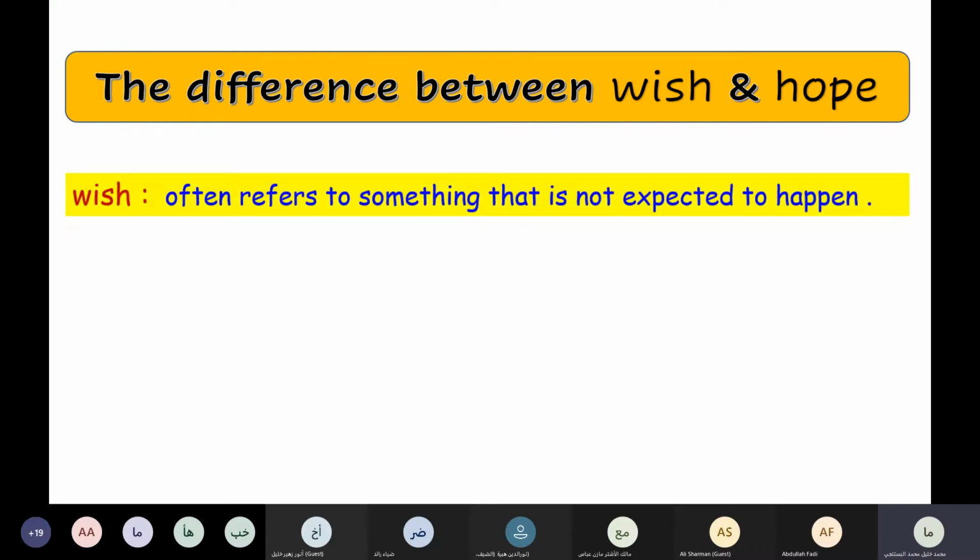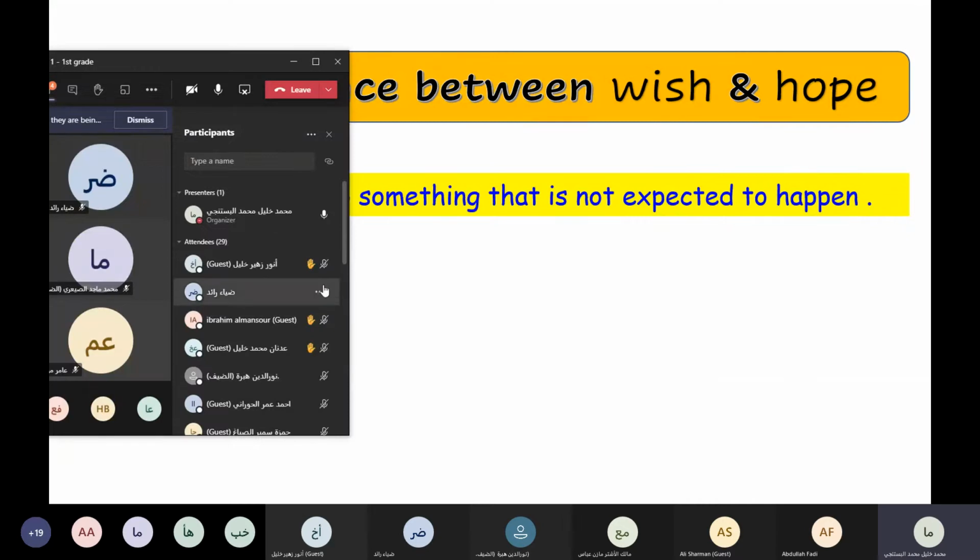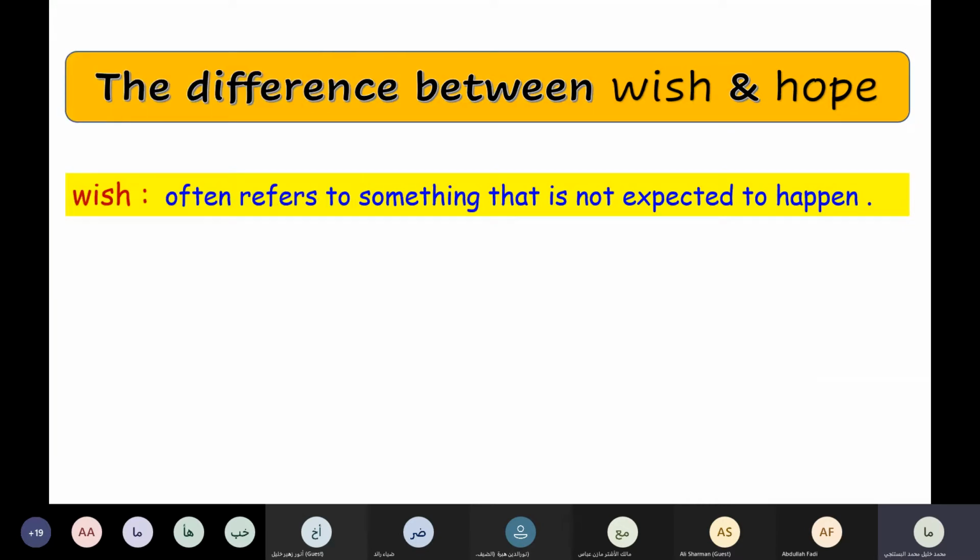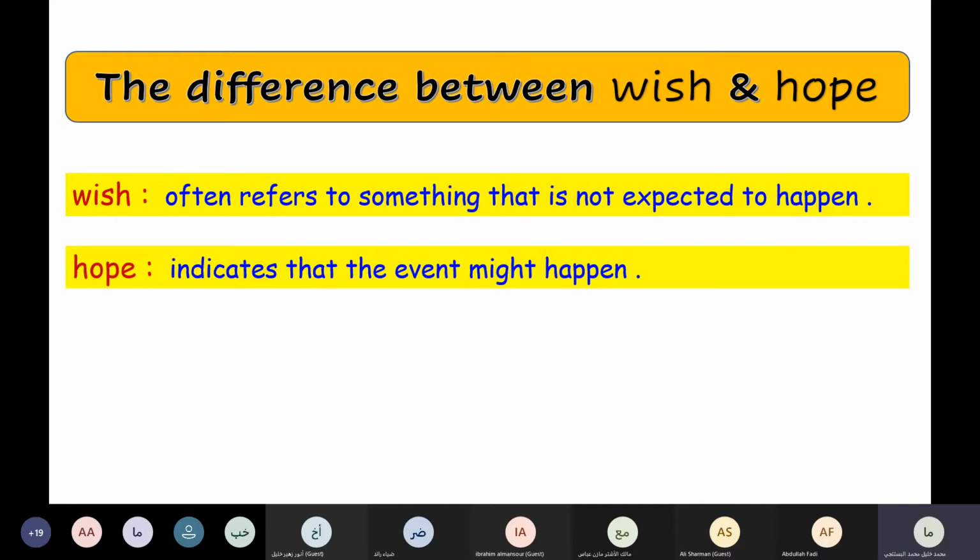Look at the definitions. Who can read the definition of wish? Wish often refers to something that is not expected to happen. Good. In other words, sometimes it is impossible or difficult to be achieved. Now, what about hope? Read, Adnan. Indicates that the event might happen. Good.